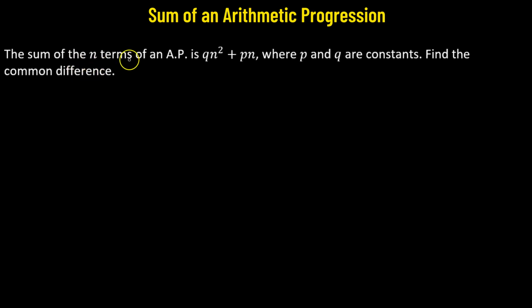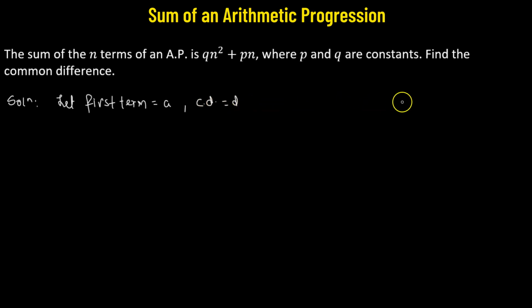So I discovered that the sum of n terms of an arithmetic progression is given by q times n squared plus p times n, where p and q are constants. So we need to obtain the common difference. So let's begin. Here we will consider the first term to be denoted by the letter a in lowercase. Now, let's call the common difference d.